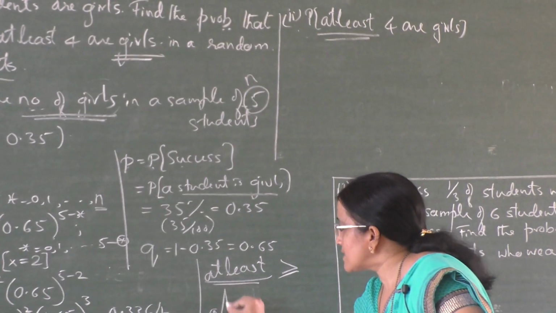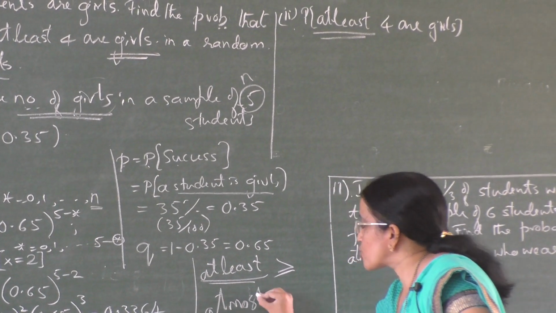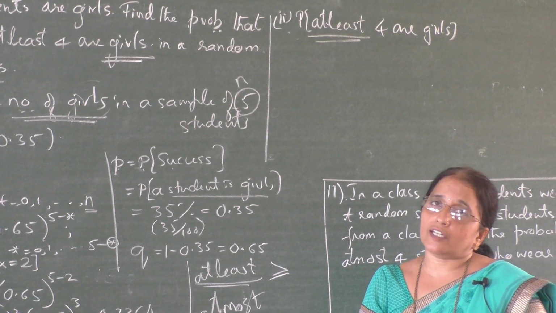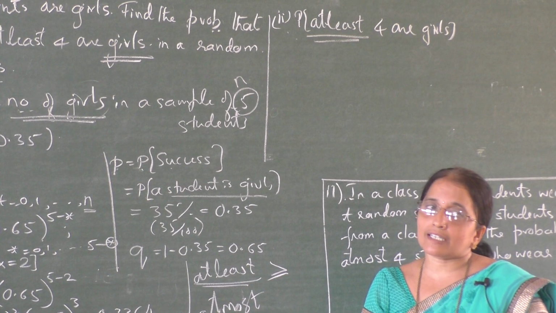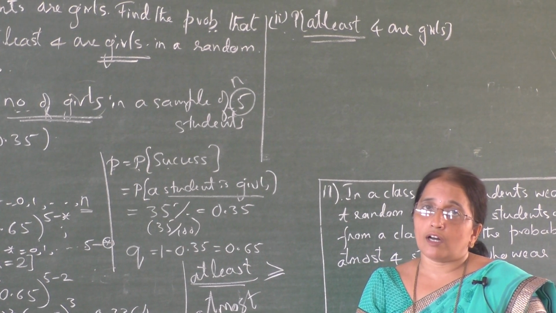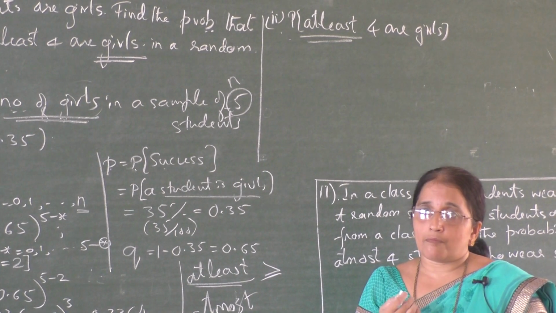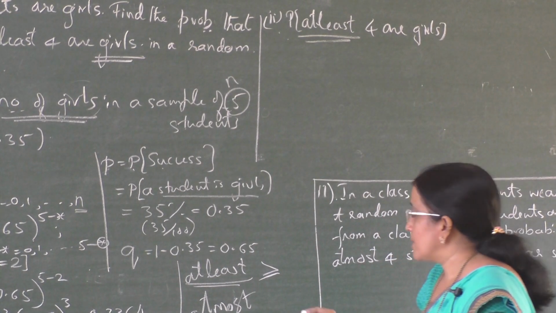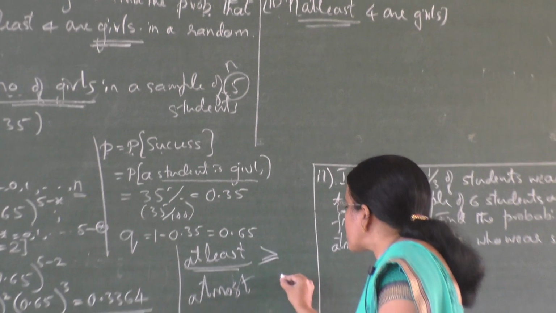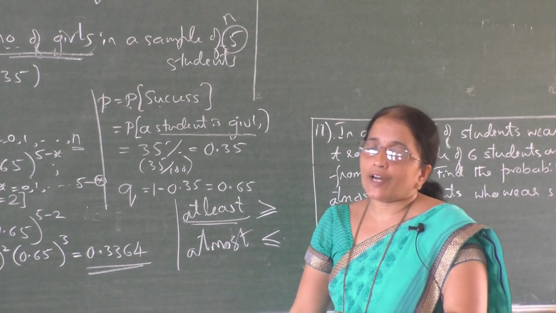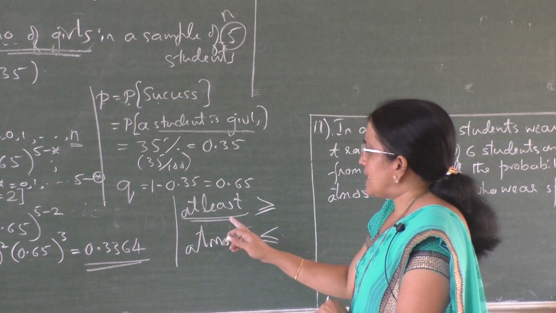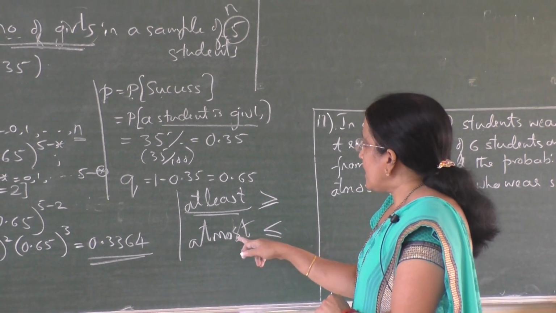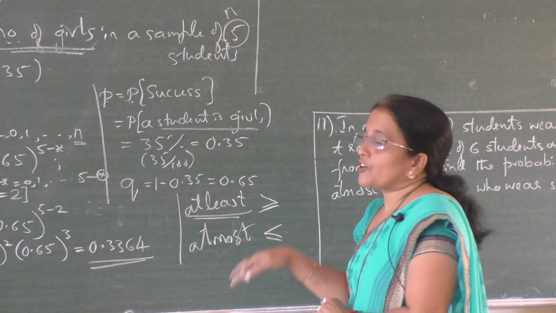Similarly, what is at most? If an examination is conducted out of 100 marks, then a student can score at maximum 100 marks, right? So that is at most, maximum. At most means we have to write less than or equal to. Just to remember, when the word at least comes, write greater than or equal to. At most means less than or equal to.